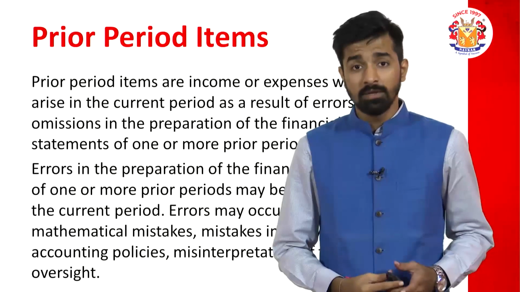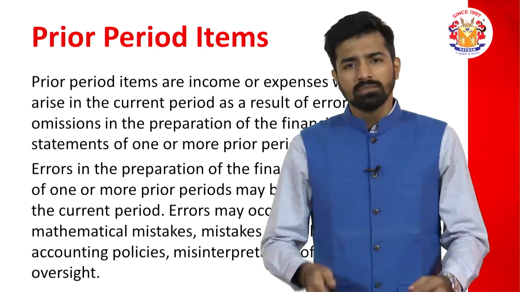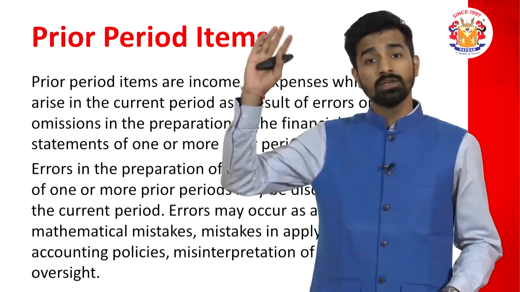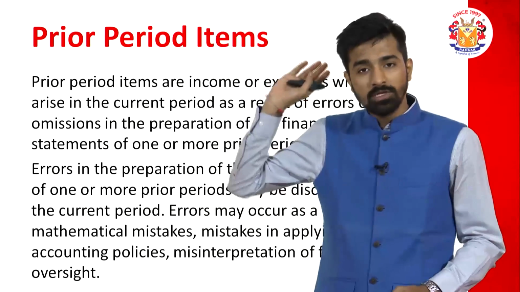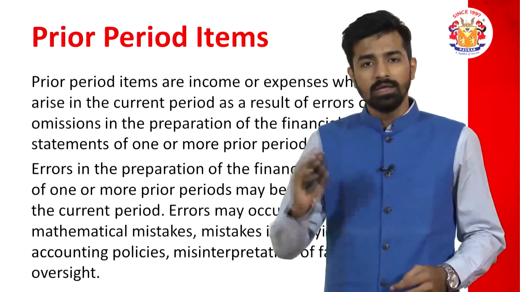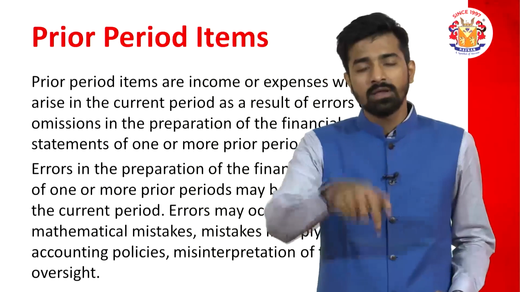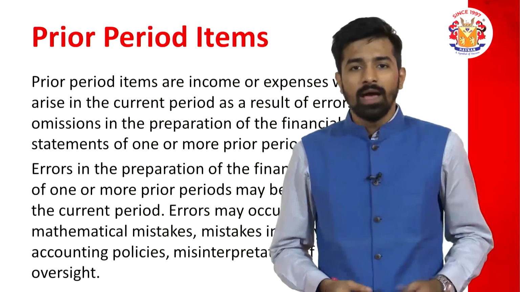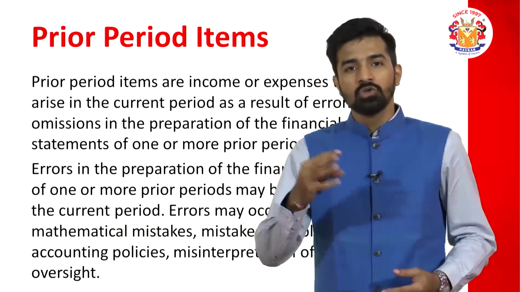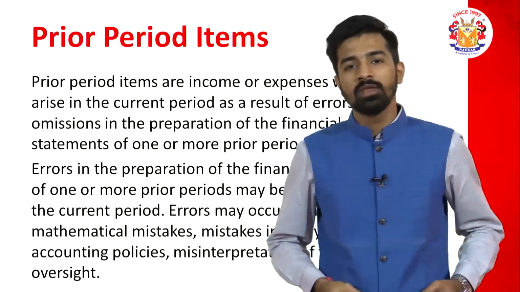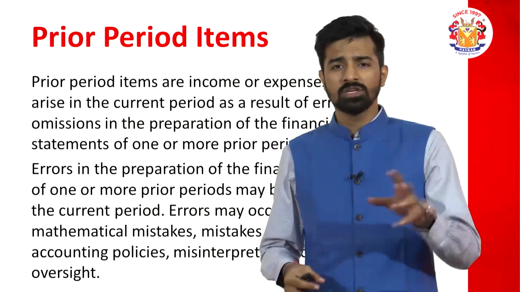Now see, remembering what prior period items is very necessary. Let's take a real life example. Let's say prior period items are like karma. What does karma say? Because of your previous deeds, because of the errors or omissions that you have made in your previous deeds, if there is any gain or loss occurring in the current year, that is known as karma. So through karma, we can remember what prior period item is. What is prior period items? Accounting says prior period items is just like karma.